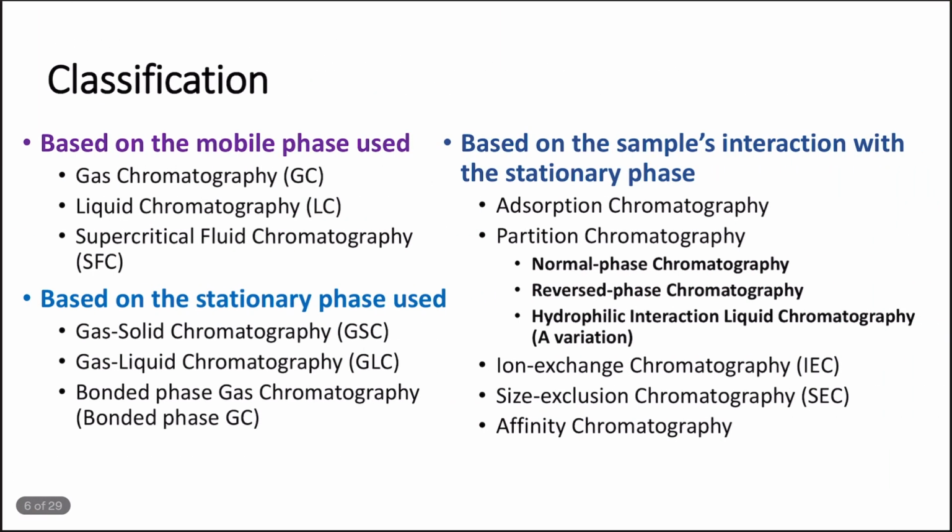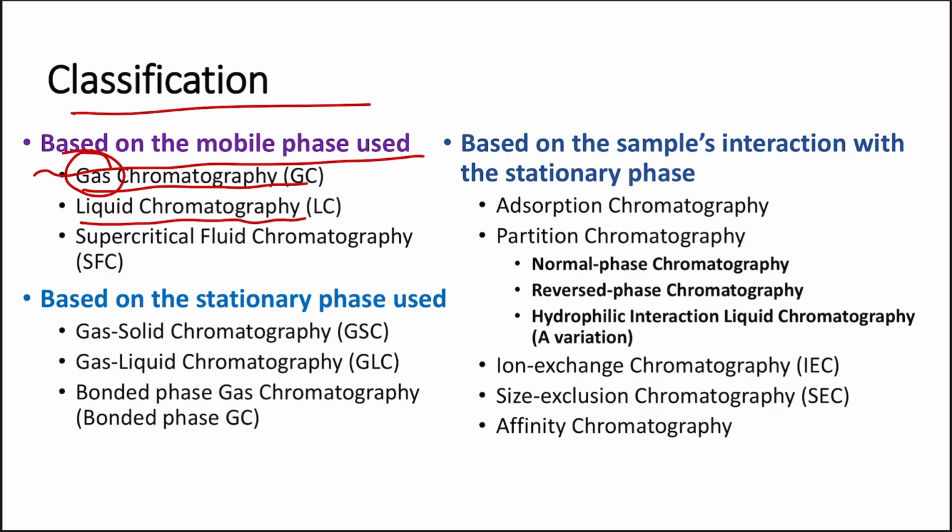Now coming to the classification of chromatography. First, based on the mobile phase which is used in chromatography, we can classify chromatography into different types. First is gas chromatography. From the name it is clear, here the mobile phase is gas. Then next is liquid chromatography. Here the mobile phase is liquid. Then we have supercritical fluid chromatography. Here the mobile phase is supercritical fluid.